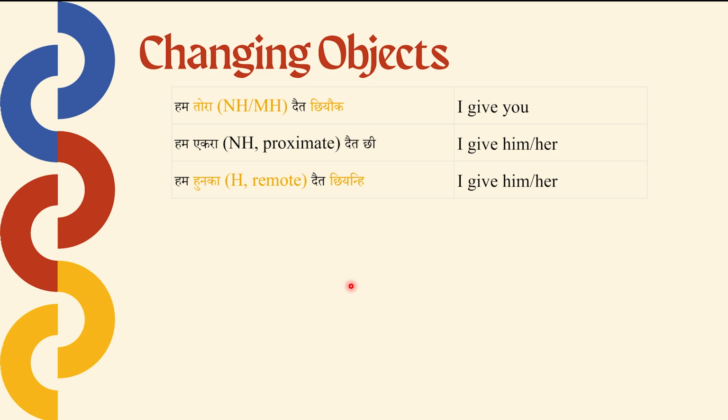Ham ekra deit chi. Ekra is NH. NH would mean non-honorific and proximate, that is nearby. Ham hunka, honorific and remote. Ham hunka deit chiani. I give him or her.